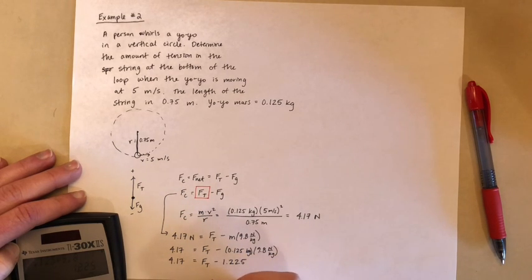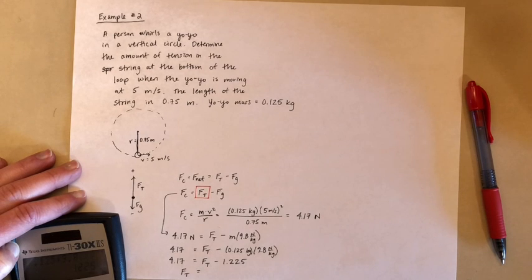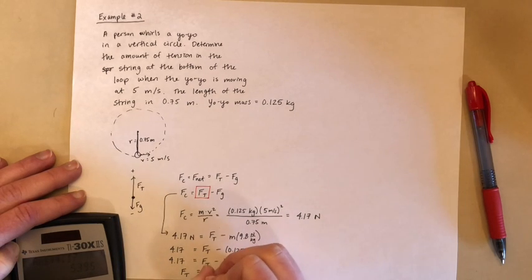Now we just need to add it to the other side. So we're going to add 1.225 to the other side, and we end up with the tension force is equal to 5.395 newtons.